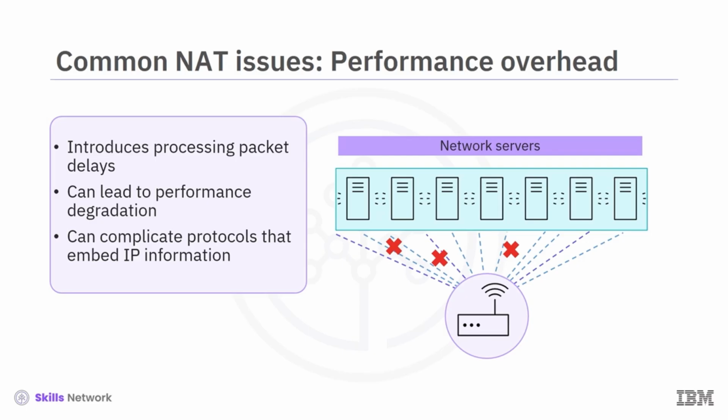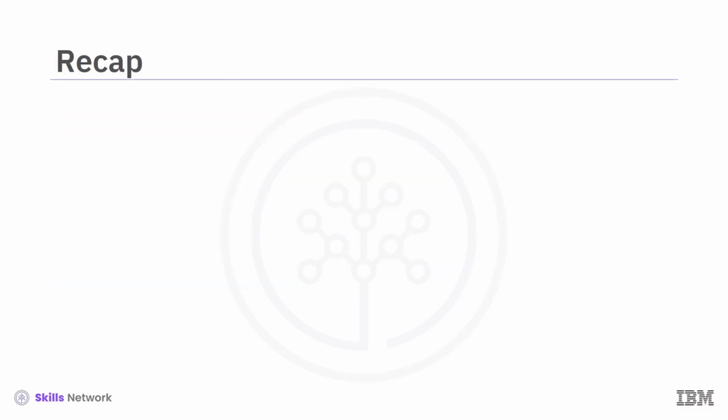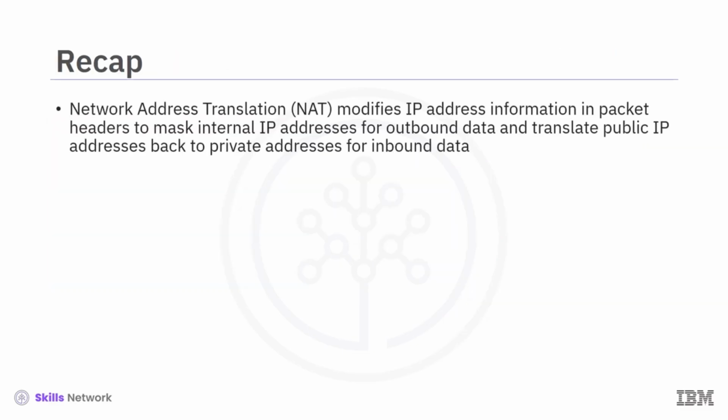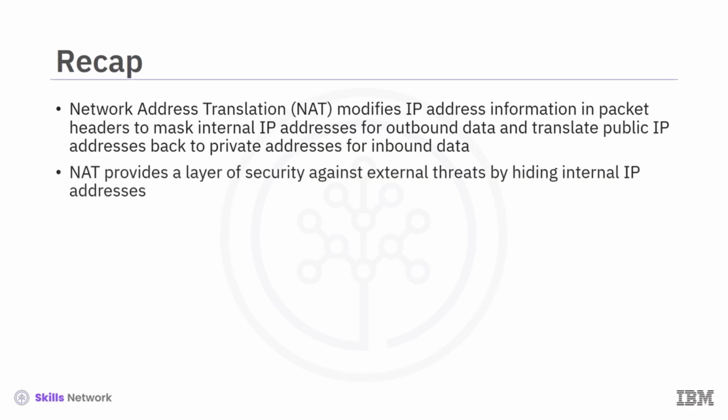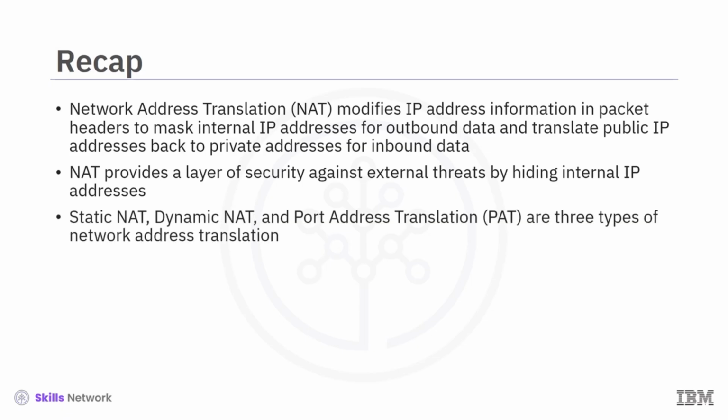In this video, you learn that network address translation modifies IP address information in packet headers to mask internal IP addresses for outbound data, and translates public IP addresses back to private addresses for inbound data. NAT provides a layer of security against external threats by hiding internal IP addresses. Static NAT, dynamic NAT, and port address translation, PAT, are three types of network address translations.